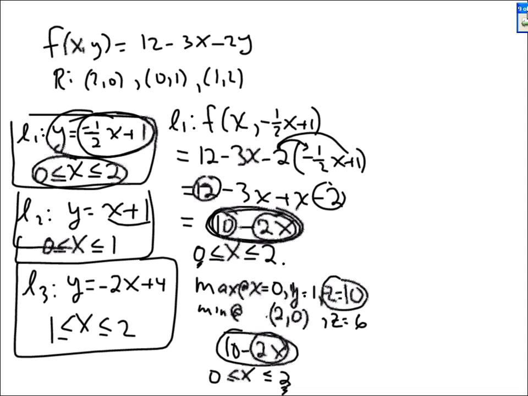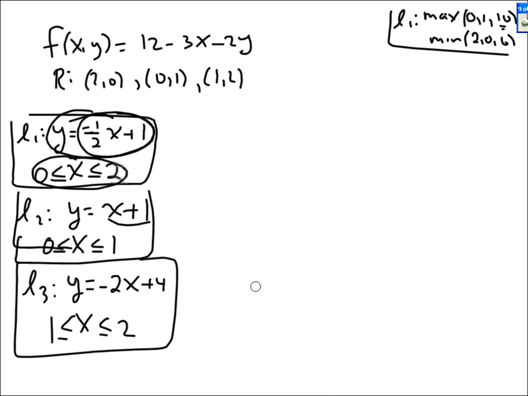So let's keep this information up here. From line 1, you have a max at (0, 1) with z value 10, and you have a min at (2, 0) with value 6. That's from line 1. We're just going to go through all the lines and see which one gives us the largest of the maxes, and which one gives us the least of the mins. That will be the min.